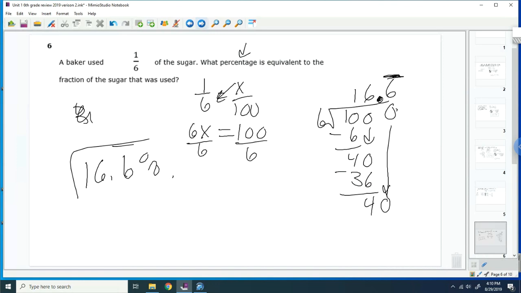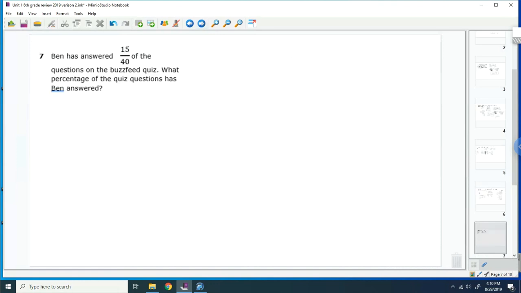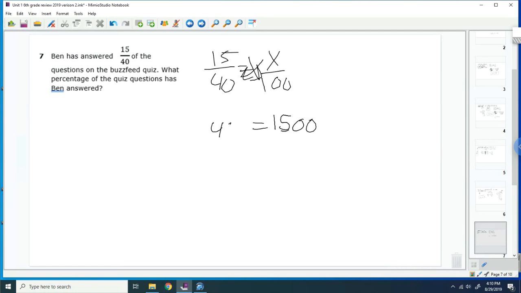All right, let's try number 7. Ben has answered 15 out of the 40 of the questions of a quiz. What percentage did he answer? So your part to whole is 15 over 40. And you're going to set equal to x over 100. So you're going to do 15 times 100, which is just 1,500. And x times 40, which is 40x.